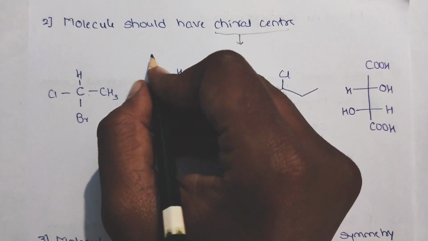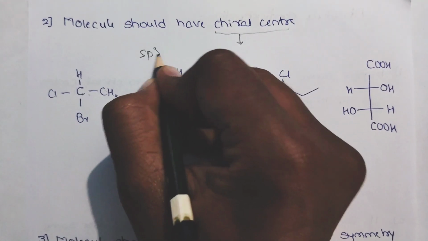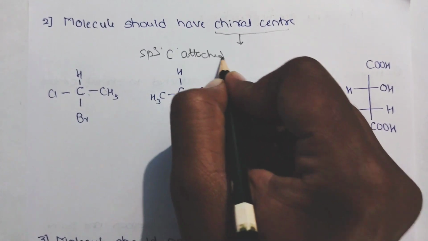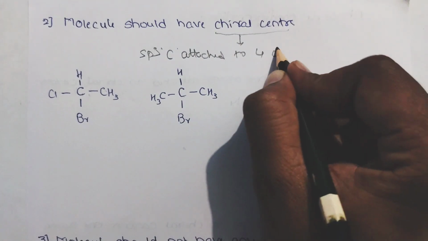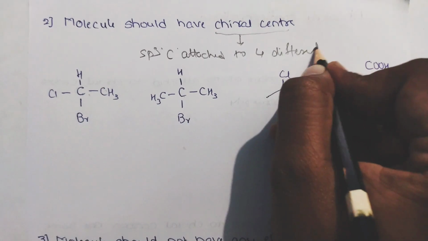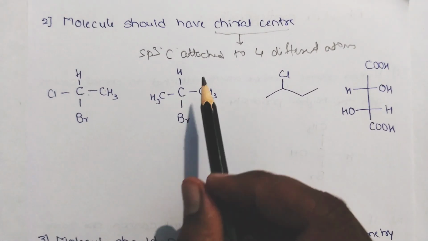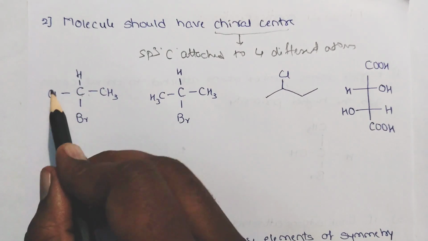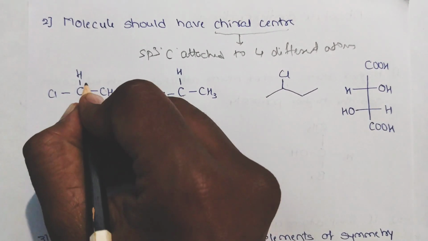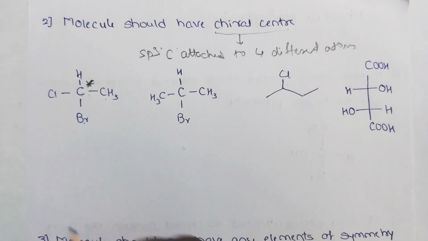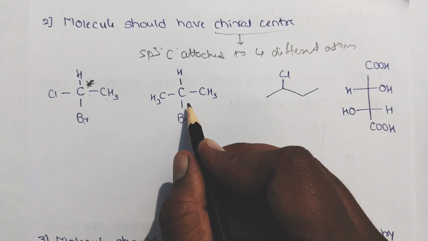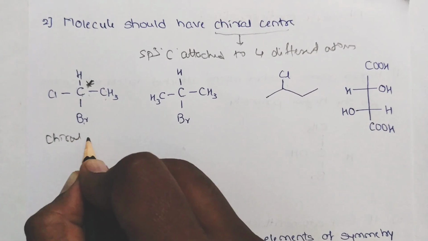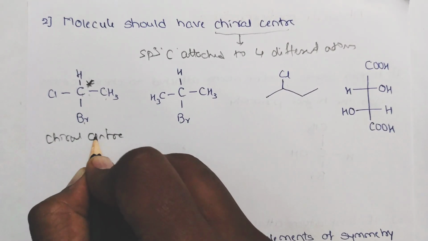Chiral center, or the chiral carbon, means an sp3 carbon attached to 4 different atoms. These are called chiral carbons. See here in this structure, this carbon is attached to hydrogen, chlorine, bromine and CH3. Hence this is a chiral carbon. We can denote it by an asterisk. Here in the second case, this is a chiral carbon. This is a chiral center.